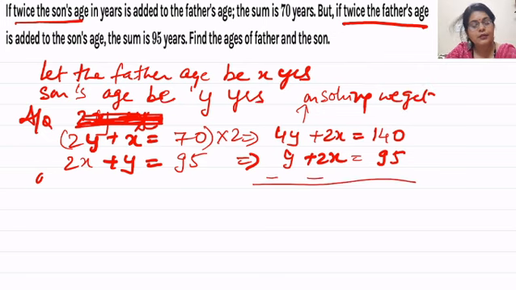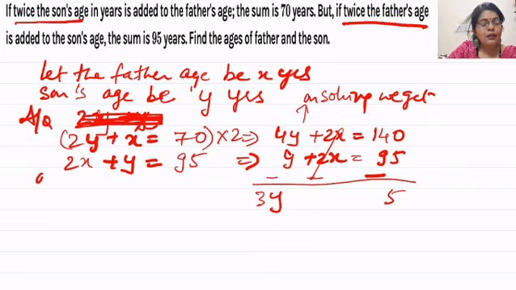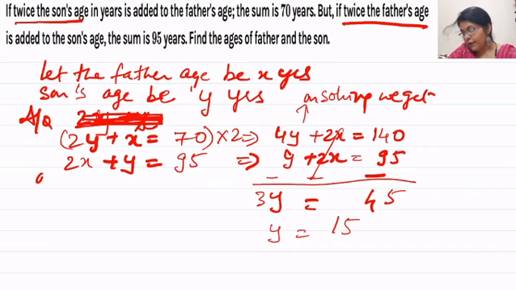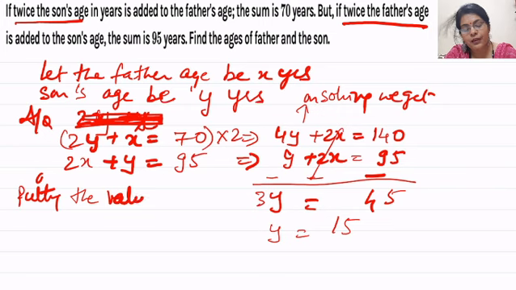Minus, minus, minus. So 4y minus y is 3y and 140 minus 95 is 45, so 3y is 45. So the value of y is 15. So who is y? Y is son. So son's age is 15. And what is x? Putting the value of y in the equation 1.